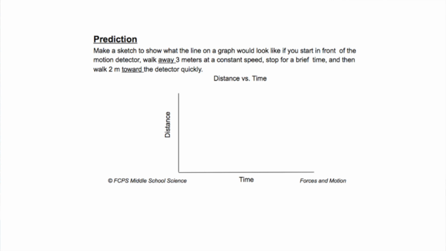Read the prediction and use the scribble tool to sketch how you think a distance versus time motion graph would appear for the activity described.